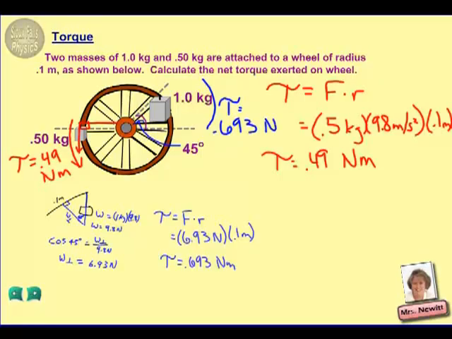0.693 Newton meters in the clockwise direction. Our net torque then is just found by taking the difference of those two, and we end up with a torque of approximately 0.2 Newton meters, and that torque then is in the clockwise direction.